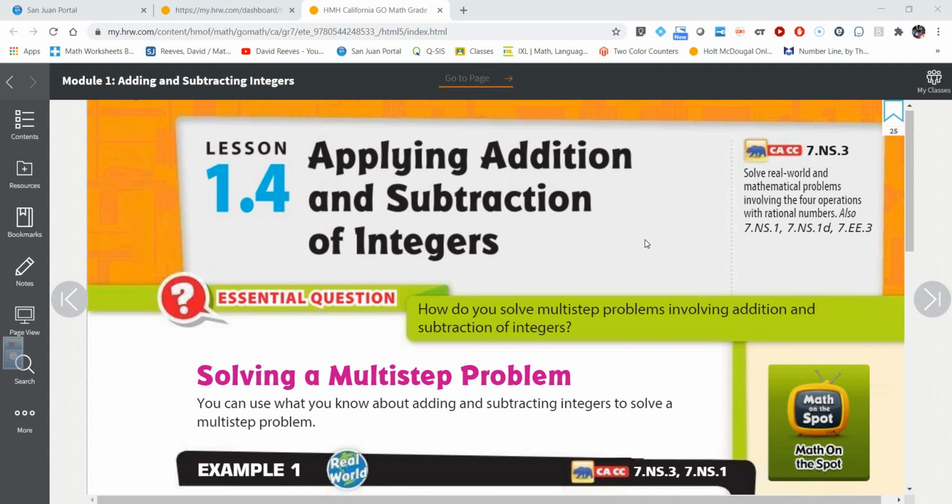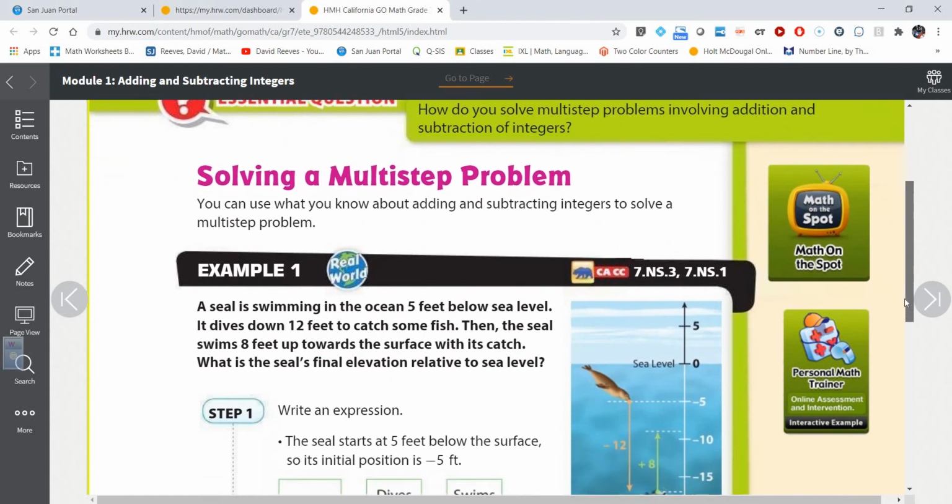And today we are looking at lesson 1.4 in the Math 7 book, starting on page 25, applying addition and subtraction of integers. So we have learned about adding integers, both when the signs are the same and when the signs are different. And we have learned about subtraction of integers. And today we're going to look at some applications. All right, so let's go ahead and dive right in.